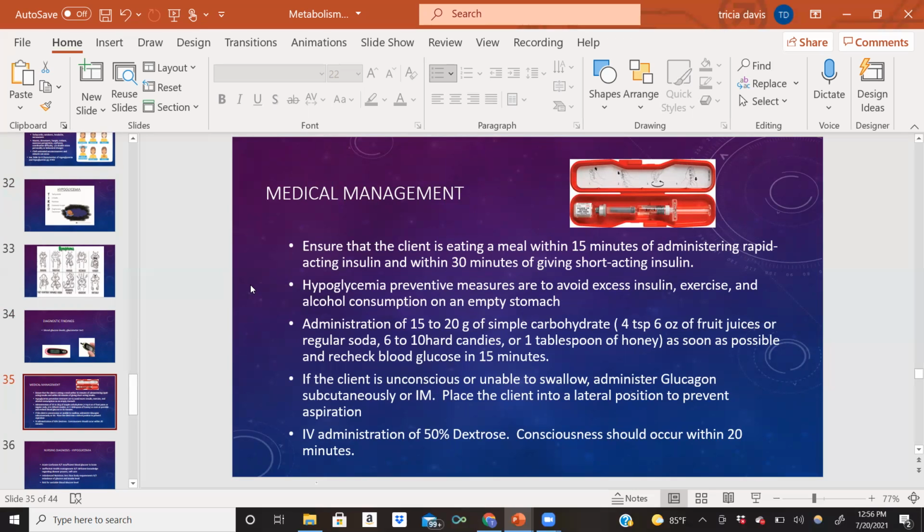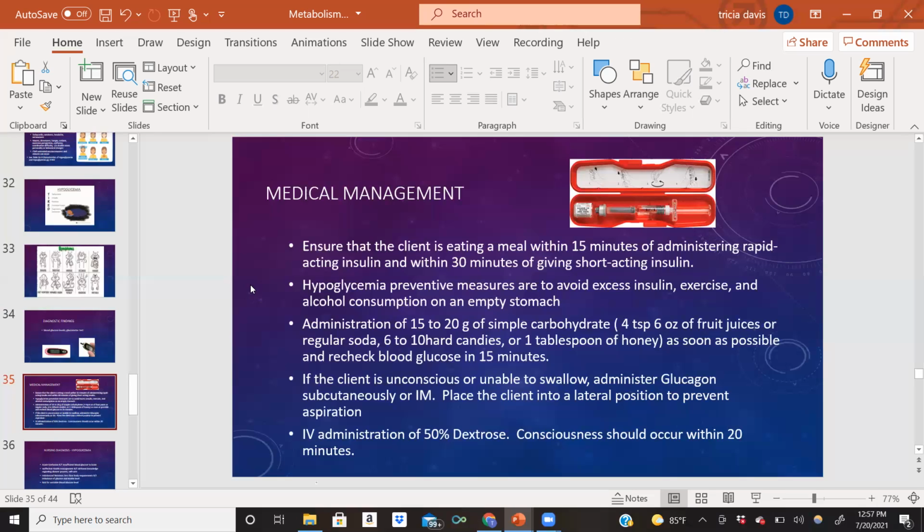Hypoglycemia requires preventative measures to avoid excess insulin. So remember, we talked about exercise. When the doctors, the endocrinologists, are planning for their insulin management at home, if the patient exercises, that is something we really need to know, because we know what exercise does for blood glucose. So we're going to want to think about that when we are preparing their insulin regimen. And then talking to patients about alcohol consumption on an empty stomach.